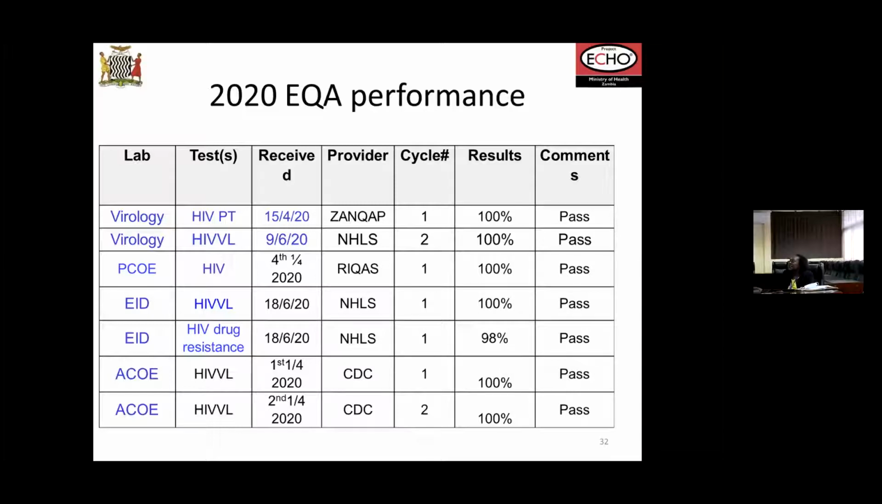coming out from these laboratories as far as HIV viral load and EID is concerned, because as you can see, 98% for the EID lab for drug resistance. The pass mark for saying they've passed is actually between 95 and 100%, and they got 98%. If they're targeting to go to 100, they've put in their corrective measures, because these things are reviewed and we see where we've gone wrong, and I'm sure they know where their 2% is.